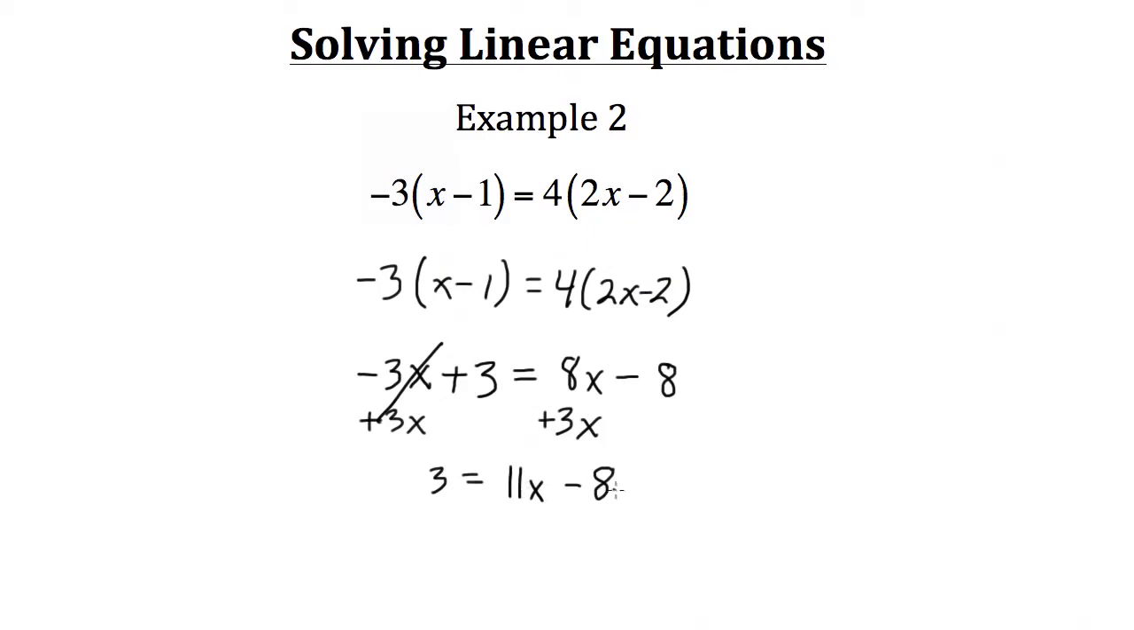Now to isolate x over here, we need to get rid of this negative 8. So since it's a negative 8, we'll add 8 to cancel it out on this side, which means we also need to add 8 over on the other side. So here on the left, we have a 3 plus 8, or 11, equals, and then we just have 11x over here. So to isolate the x, now we just need to get rid of the 11 by dividing. So we'll divide 11 to both sides. That leaves us with x equals 11 over 11, or in other words, 1. So when we solve this equation, x would equal 1.